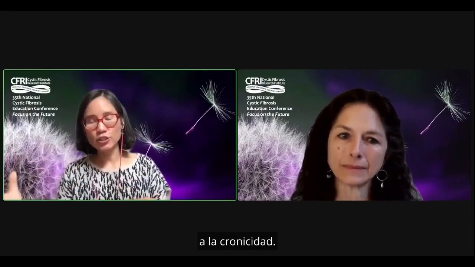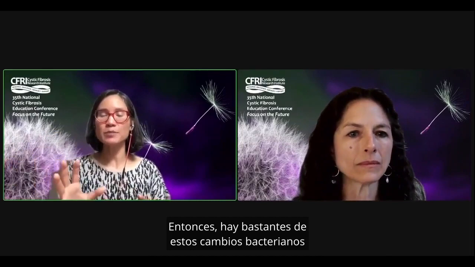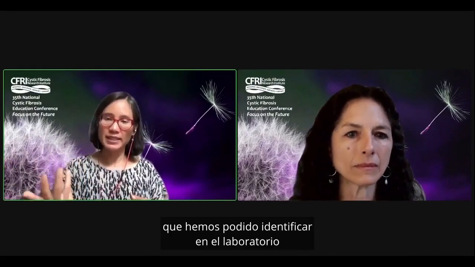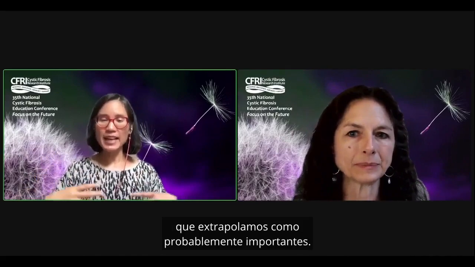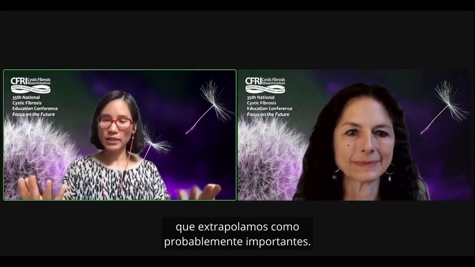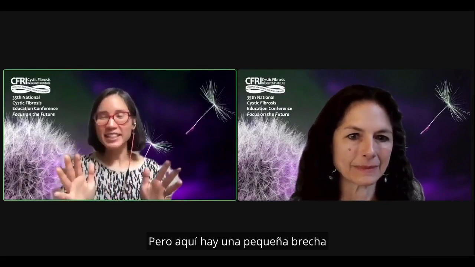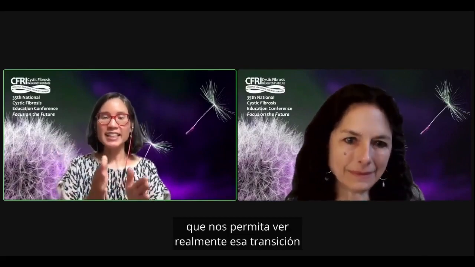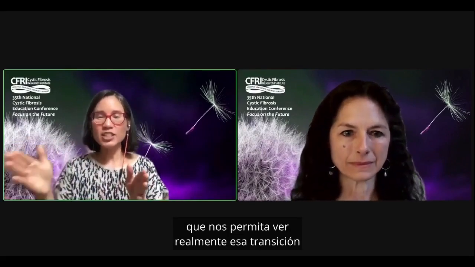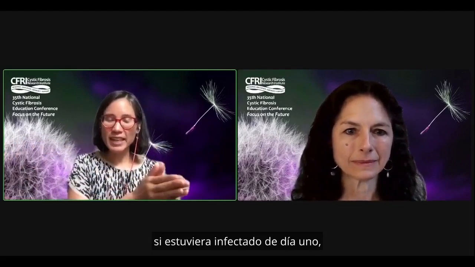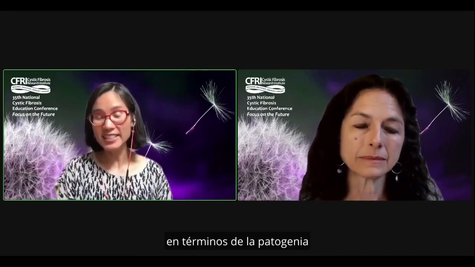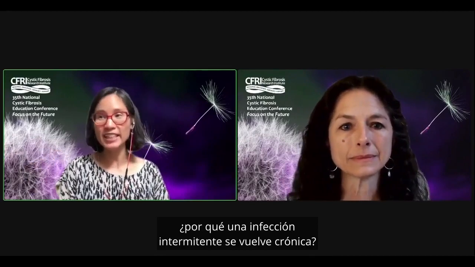Other mechanisms, for example, when Pseudomonas becomes mucoid, that is also part of its transition to chronicity. So there are quite a few of these bacterial shifts that we have been able to identify in the lab that we extrapolate as probably being important. But there is a bit of a hand-waving gap, because we don't have a mouse model or a pig model that allows us to really look at that transition: if you were infected from day one, when does it become chronic? So I think that's a gap in terms of the pathogenesis. Why does an intermittent infection become chronic?